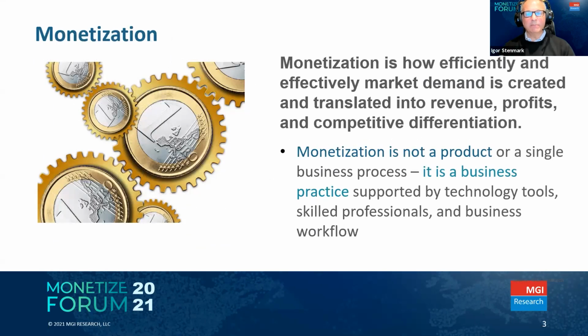Let's take a quick step back and redefine again monetization, because you're going to hear us refer back to this concept of monetization and also to a model we call Agile Monetization Platform, or AMP. So we define monetization essentially as a business practice that helps companies convert opportunities into revenue, profits, market share, competitive differentiation. It is not a product. It's not a single business process. It's not something that you can go and buy a box labeled monetization.